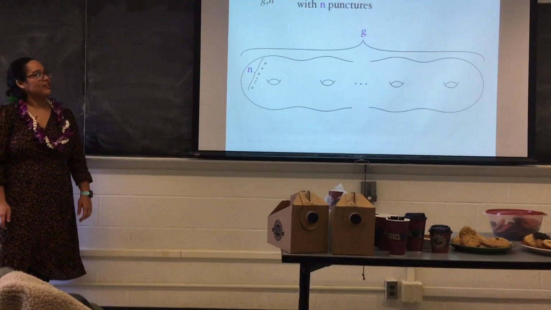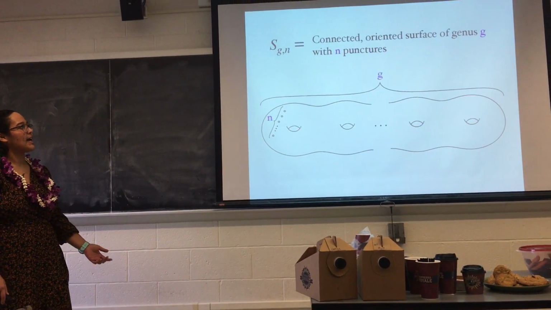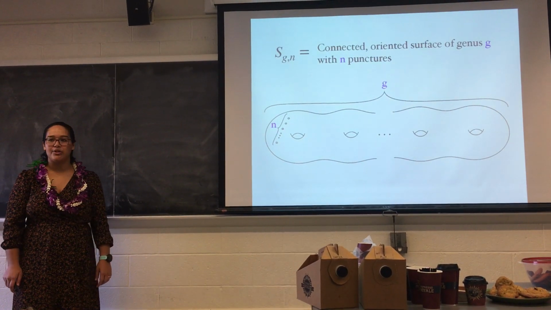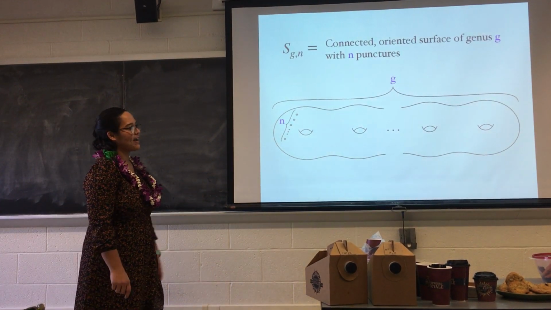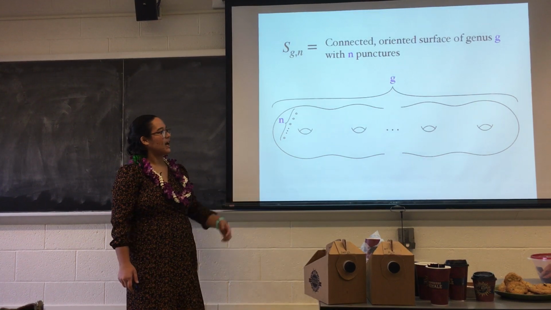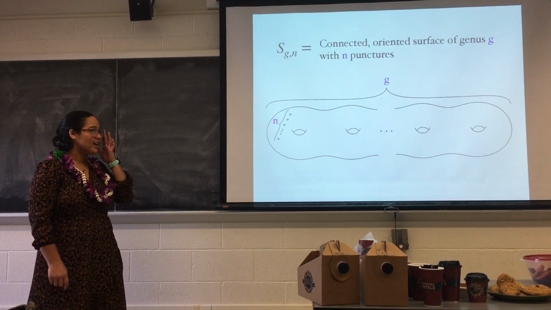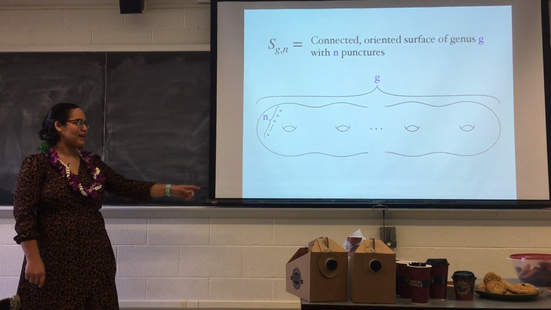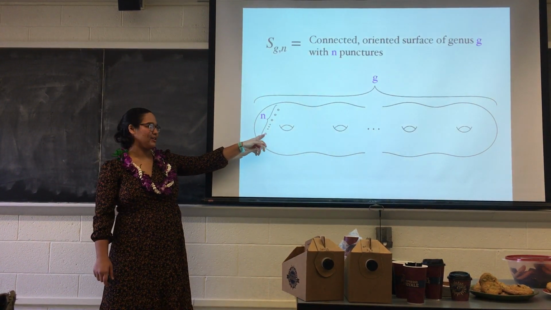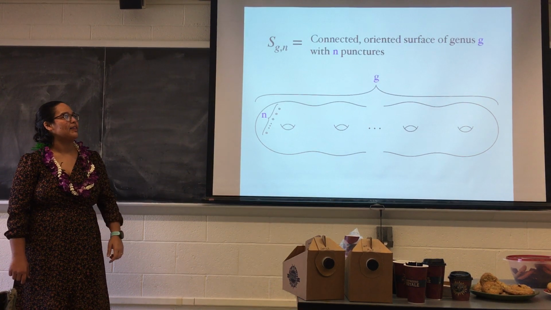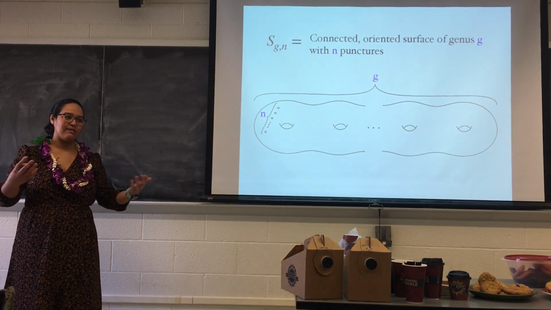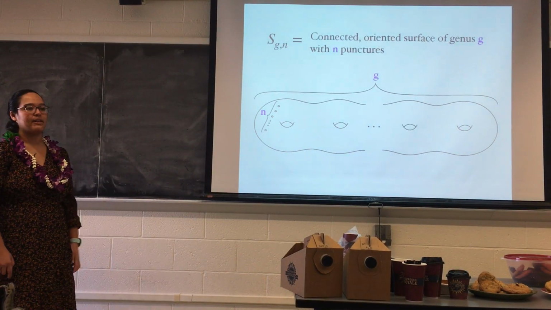So just to set the scenery, throughout the talk I'm going to let S sub G,n denote a connected oriented surface of genus G with n punctures. So here's a picture of that, genus G surface, n punctures. One thing to note throughout the talk, sometimes I'm going to denote my punctures with these little circles, like holes, and sometimes I'll just use black dots, because most of the time I can think of my punctures as mark points and vice versa, and so I won't always be clear about that distinction.